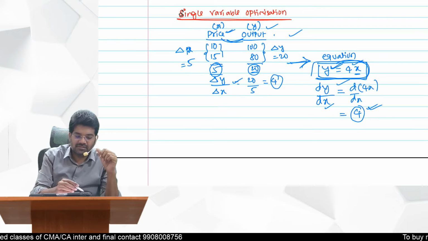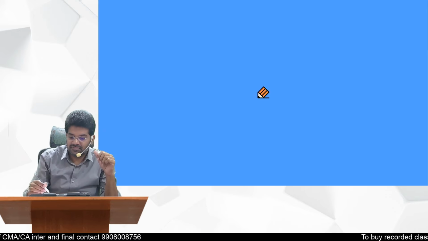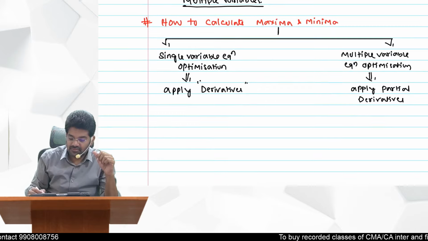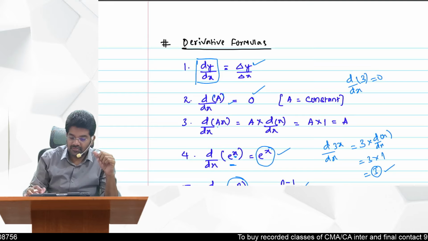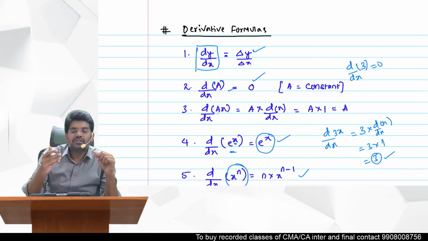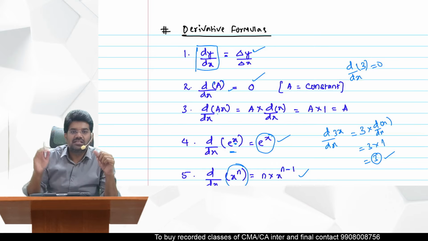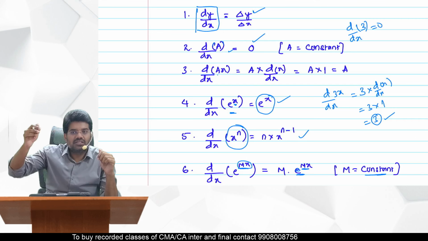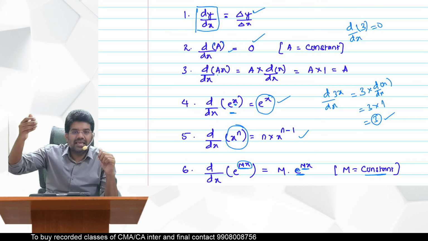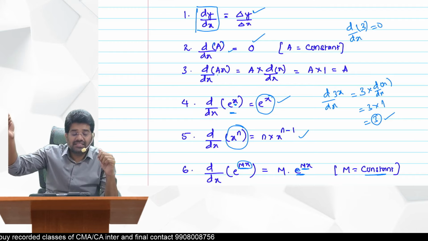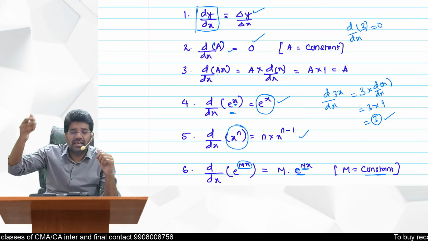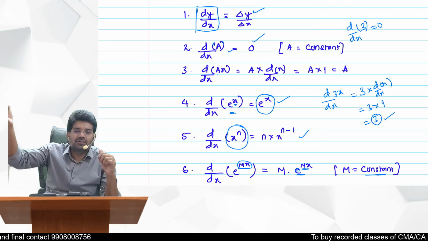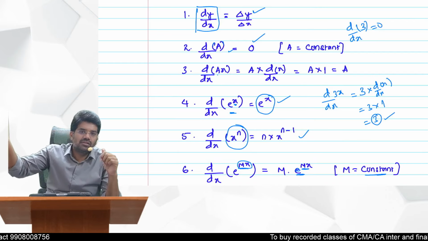What are the formulas? d by dx of any constant is always 0. Next, d by dx of ax, that is a constant into another variable, a into x, the derivative is a into d by dx of x only. So that is a into 1. d by dx of x is 1 always. So a into 1, so the answer is a.